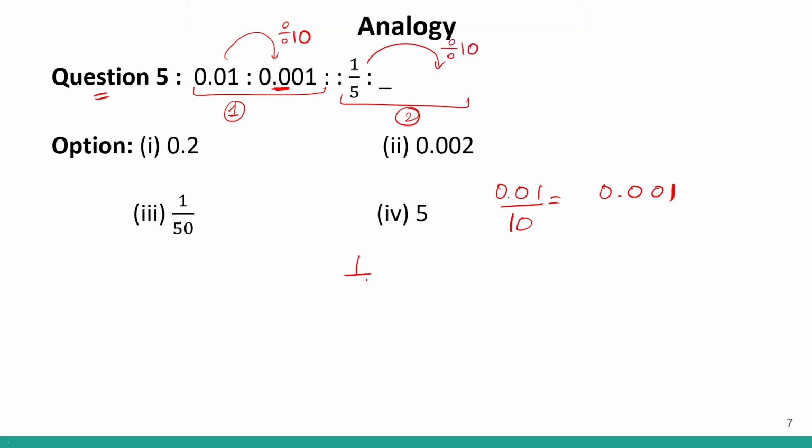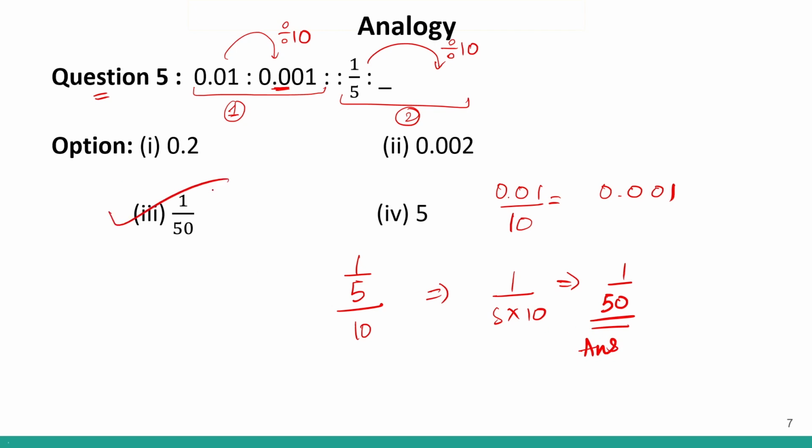So if I divide 1 by 5 by 10, because we are dividing it by 10, right? If I write it like this, it will be 1 by 5 into 10. Correct? It will be 1 by 50. 1 by 50 will be the answer, which is given in option number 3. So option number 3 will be the correct answer to this question.